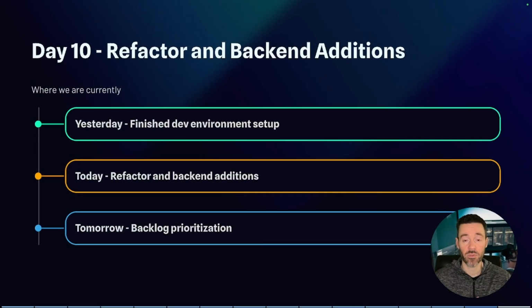In the previous video, we finished setting up our development environment. Today, we're going to focus on restructuring our project to make room for adding backend technology and hooking up a database. And this is all in an effort to prepare to prioritize our backlog and then work our way down that set of features from a development perspective.